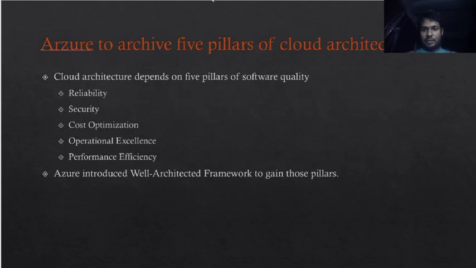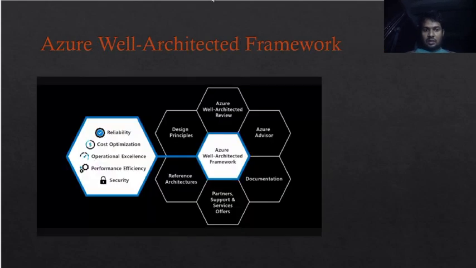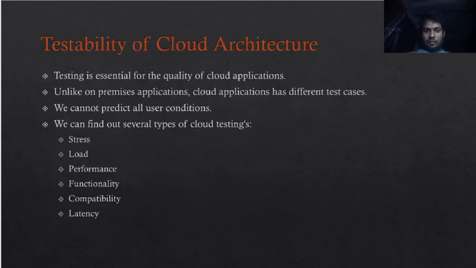There are five pillars of cloud architecture we can use to achieve this: reliability, security, cost optimization, operational excellence, performance efficiency. Also, they introduced the Well-Architected Framework to achieve those pillars. Testability is the main concern of a cloud architecture. It's different from other architectures.